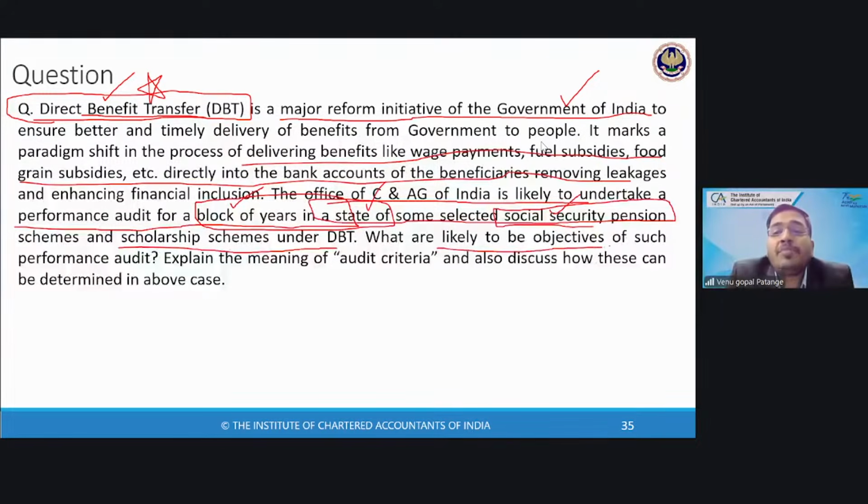So what could be the objectives of such a performance audit? Let us say I sent you to do this. What objectives do you think? What comes to your mind? What will you check? Sir, my mind will immediately work on triple E, sir. Efficiency, effectiveness, and economy. Good, good. Could you elaborate further? Apply that, and tell me what is economy here, what is efficiency here, what is effectiveness here.